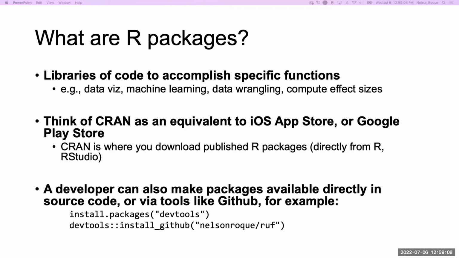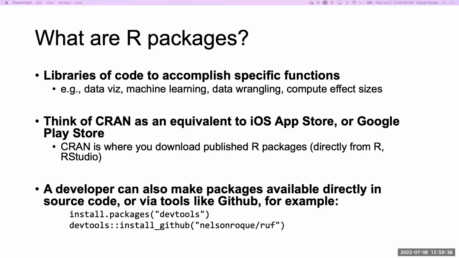And as I mentioned, you can also install packages via GitHub. So if you run these 2 lines of code, you'll actually install a package that I created a couple of years ago called RUF, Random Useful Functions. I couldn't think of another name for it because it was just a hodgepodge of things that I needed on a daily basis. And they weren't like all data cleaning functions. They weren't all data viz functions. So RUF, Random Useful Functions, emerged.